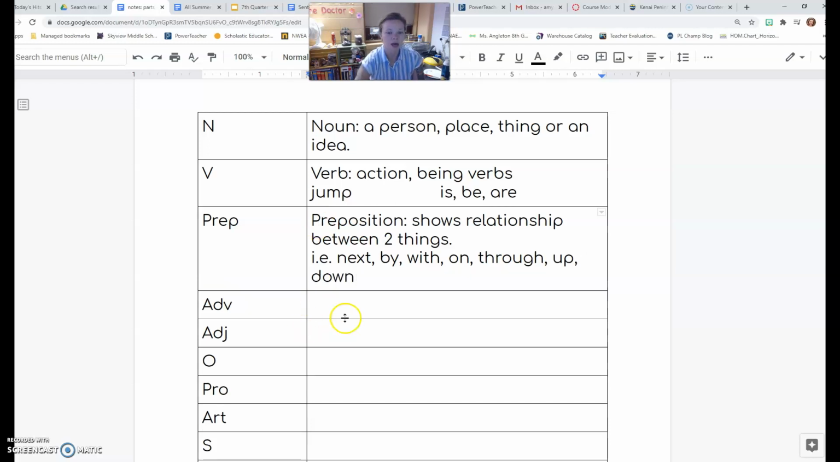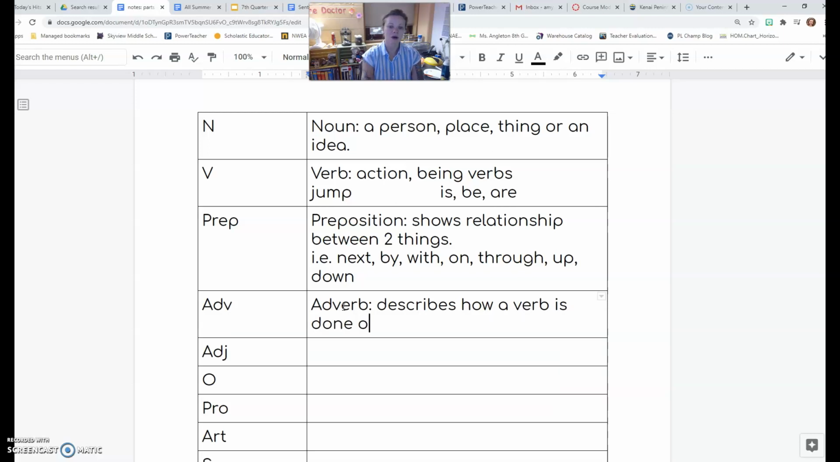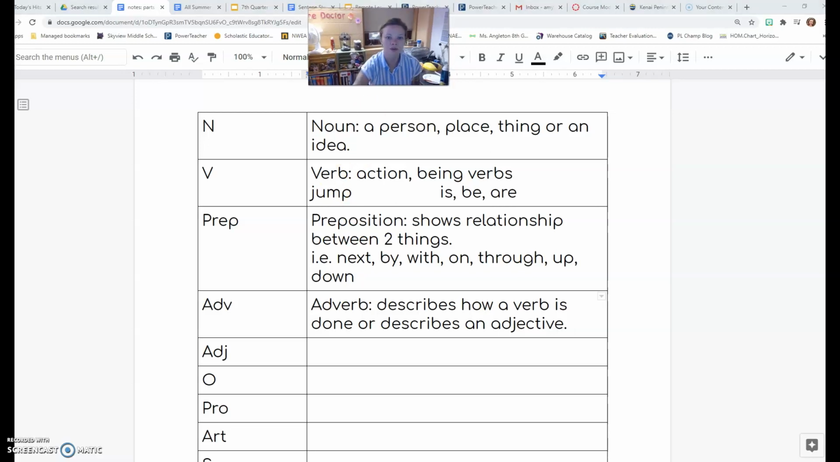Okay. ADV means adverb, which is a describing word. And it either describes how a verb is done, or it describes an adjective. So to describe how a verb is done, you could be like running, verb. Happily would be the adverb. Happily running would be your adverb there, okay?